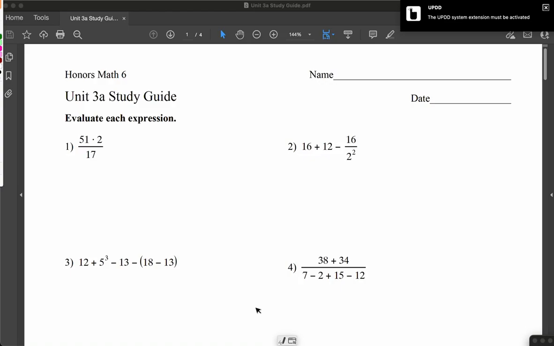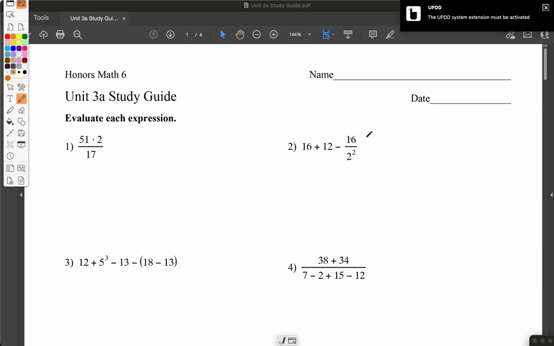Let's take a look at the Unit 3A study guide and talk through a couple of pieces. A lot of these I'm not going to do for you, because I don't really need to review what to do, more how to do. So let's take a look at these first four. These first four are just a review, a great refresher on the order of operations.